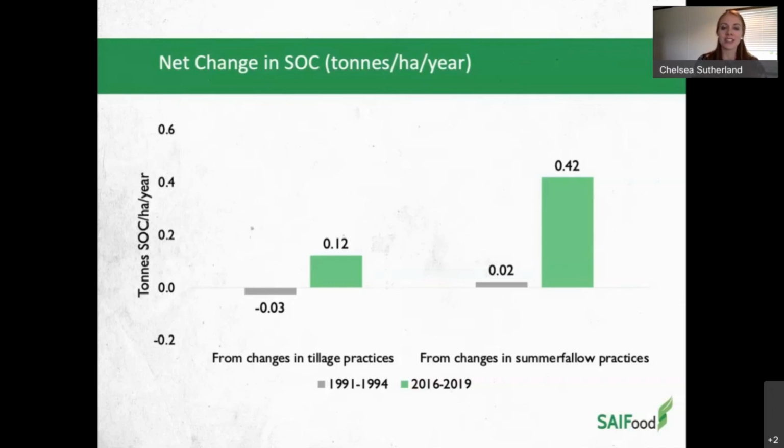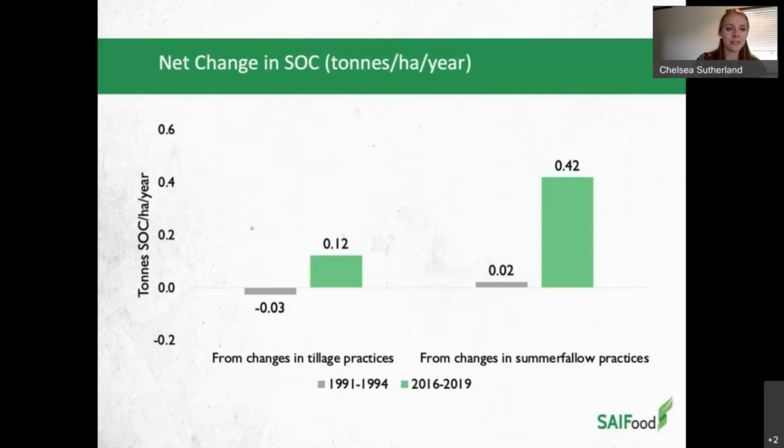Similarly, the effects from the changes in summerfallow practices are calculated by taking the sequestration from the hectares where summerfallow had been removed, and then subtracting the emissions from summerfallow practices that were occurring. So in the early 90s, farmers were just beginning to reduce summerfallow from their crop rotations, and the average hectare was storing about 0.02 tons of carbon per year. But by 2016 to 2019, farmers had almost completely eliminated these practices, resulting in the average hectare being a net sink of about 0.42 tons of carbon per year.